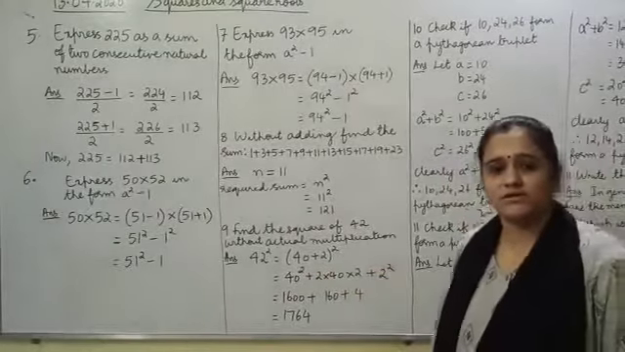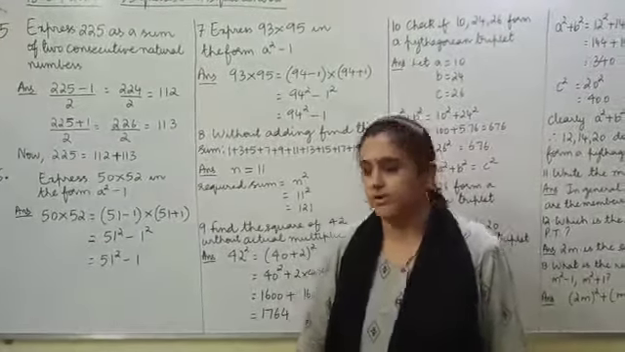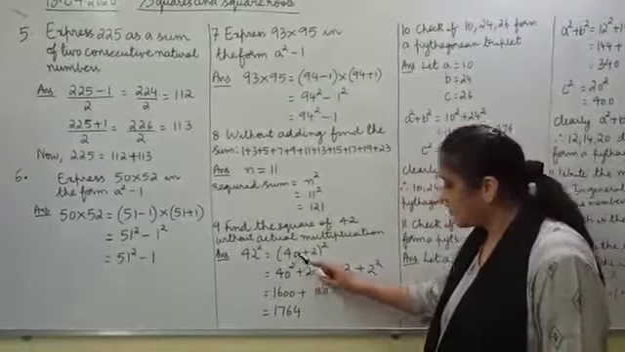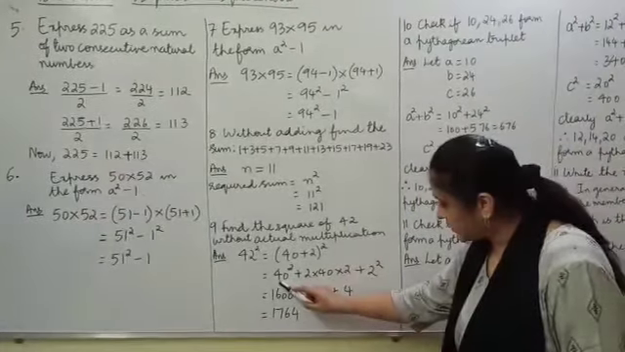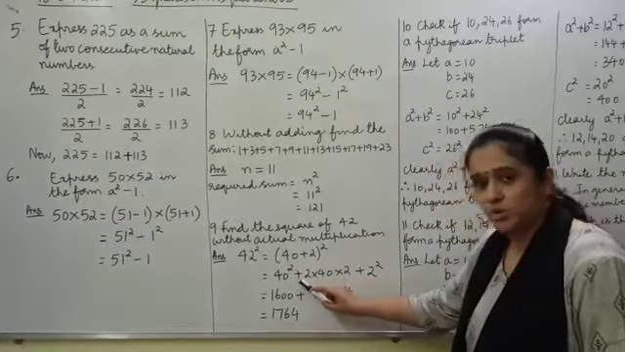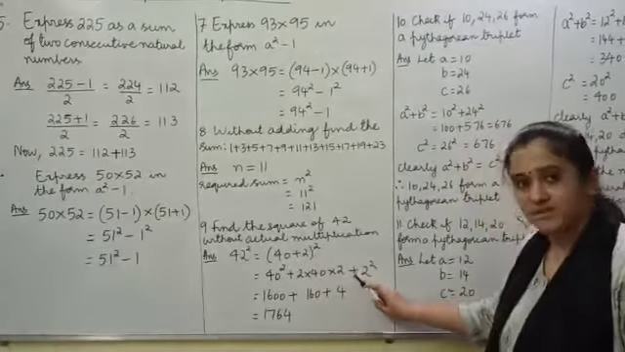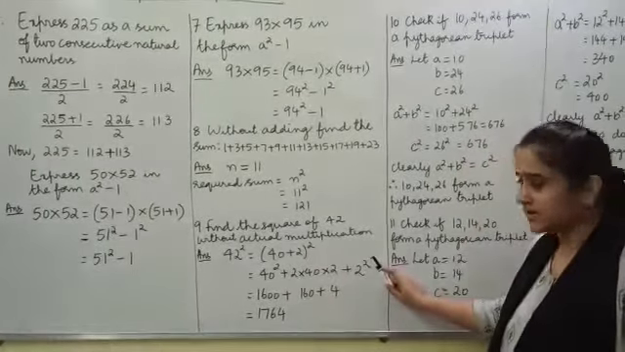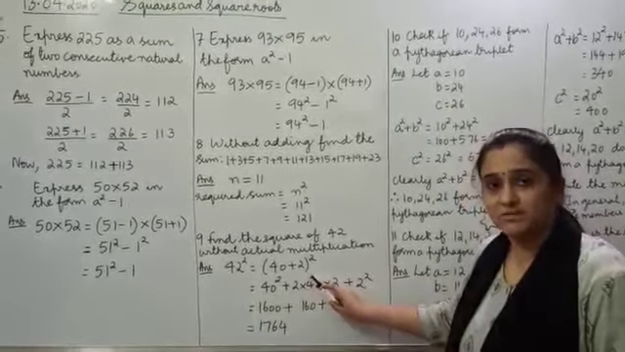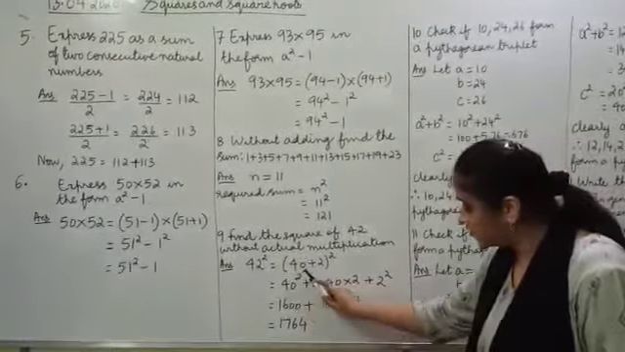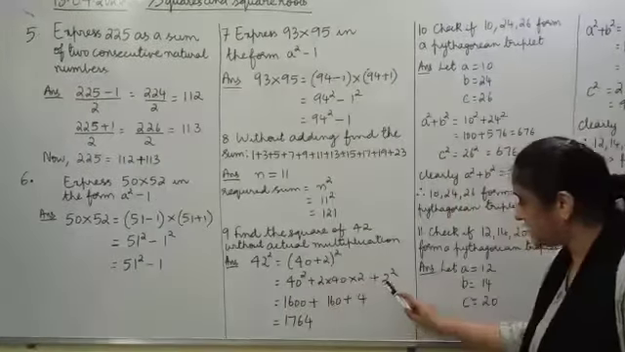What's the formula? (a plus b) the whole square is a square plus 2ab plus b square. So what's the value of a? 40. And what's the value of b? 2. So the answer is a square, 40 square, plus 2 into a into b, 2 into 40 into 2, plus b square, 2 square. Correct? A is 40, b is 2. So 40 square plus 2 into 40 into 2 plus 2 square.